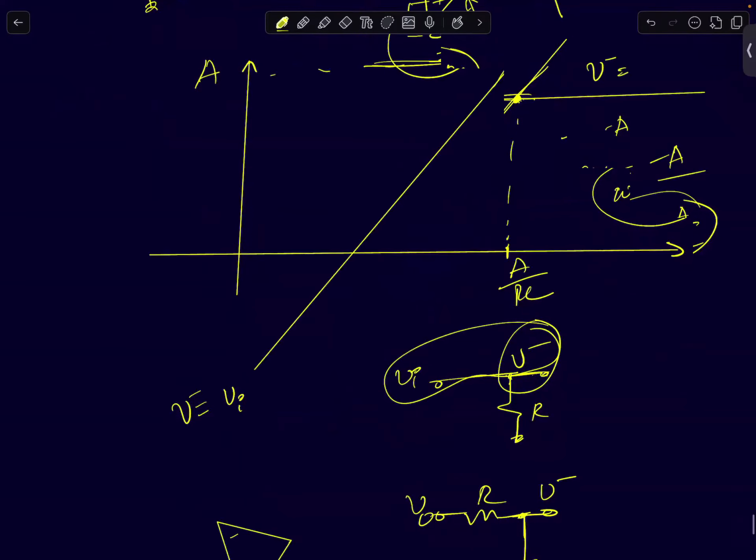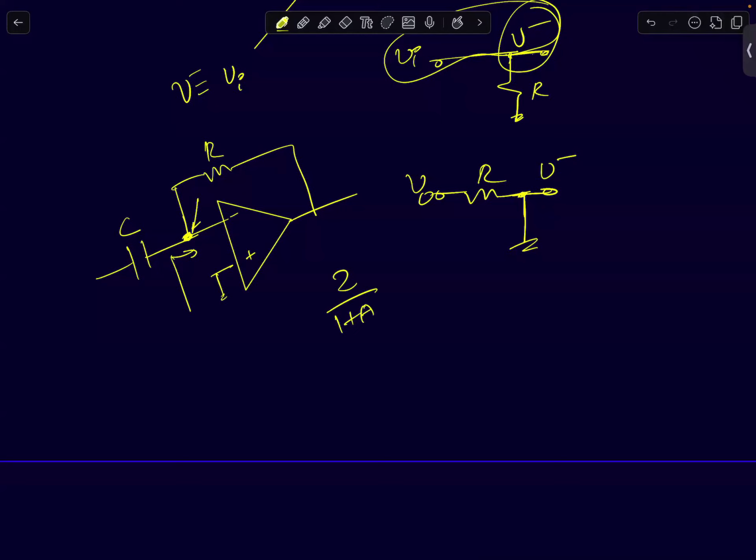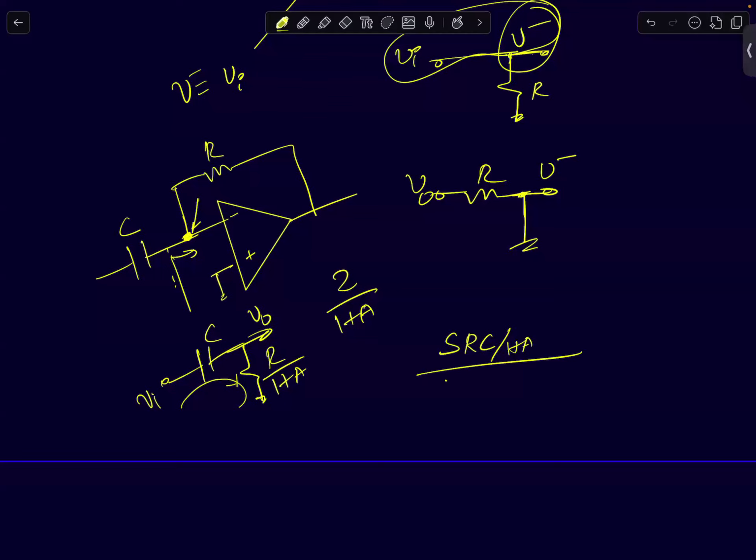How does this come about? We can use Miller's theorem also, like we did for integrators. If this is a capacitor here, what is the input resistance seen at this point? Use Miller's theorem: Z by 1 plus A. Capacitors get multiplied by 1 plus A. Resistors get divided by 1 plus A. That's what happens when you apply Miller's theorem. So you will have a circuit that looks like this. Capacitor C, resistor of value R by 1 plus A. So this is Vi and V naught. And the transfer function, this is a high-pass filter. So the high-pass filter transfer function will be SRC upon 1 plus A divided by 1 plus SRC upon 1 plus A.